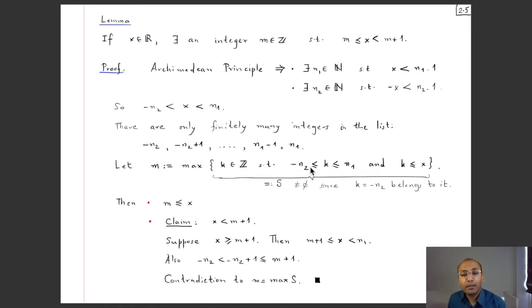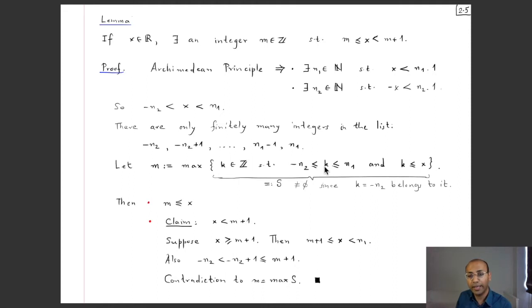Okay, and let us now consider this set S, which is the set of all integers which are in between minus n2 and n1. And moreover, we also demand that the integer be less than or equal to x. So then this set is a finite set because first of all, there were only finitely many integers in between minus n2 and n1, and moreover, we are demanding something more. So this set S is a finite set, and moreover, it is not empty because we claim that k equal to minus n2 belongs to this set.